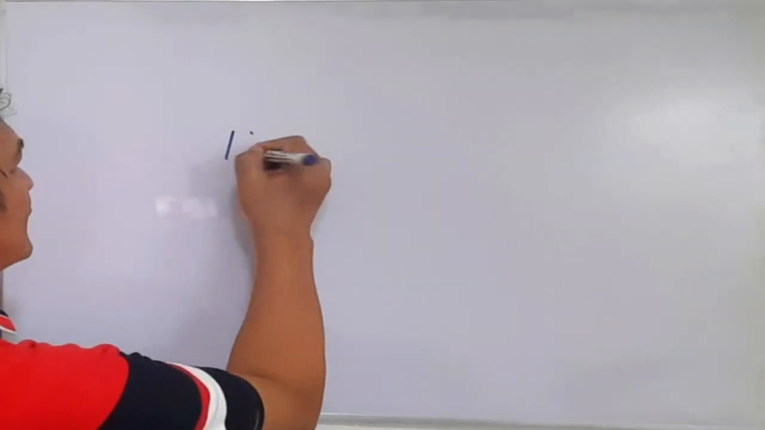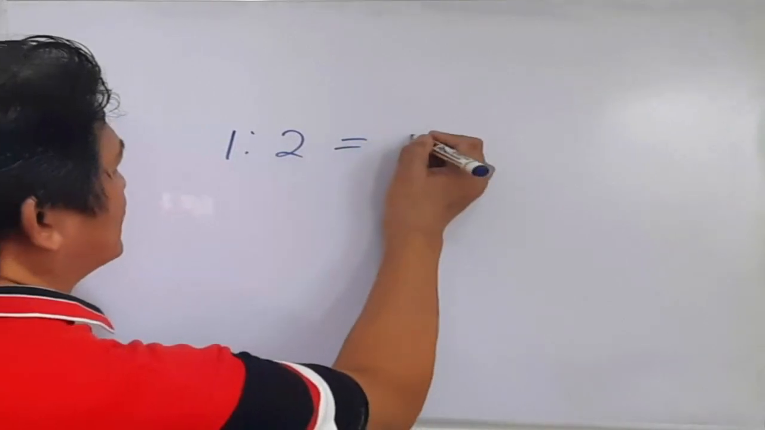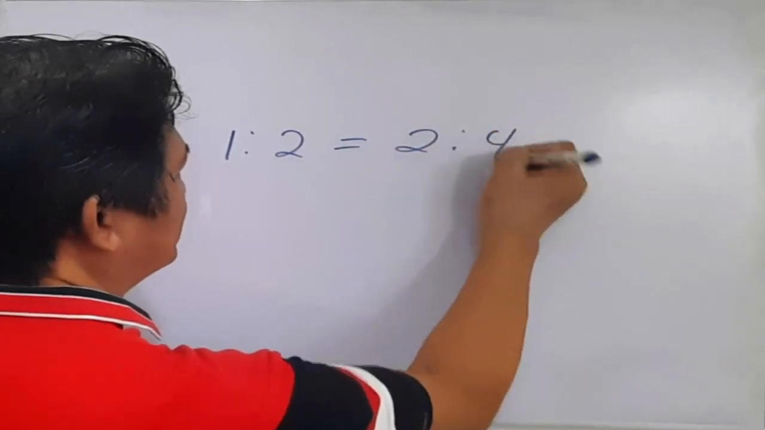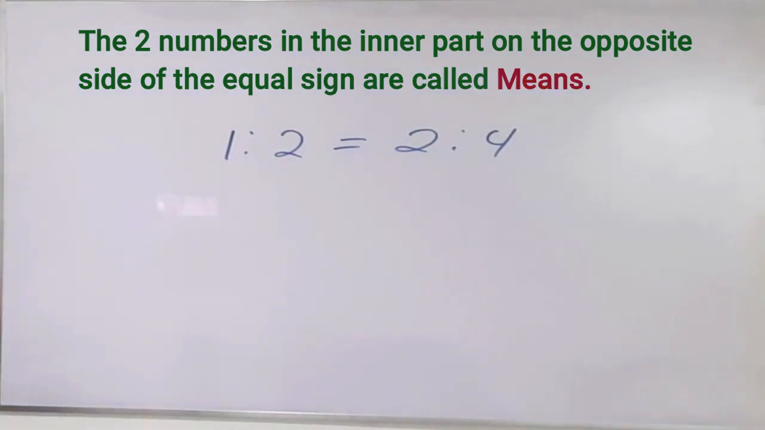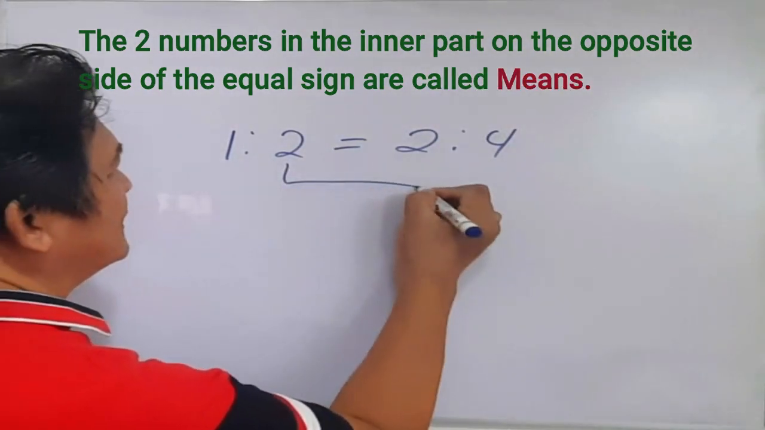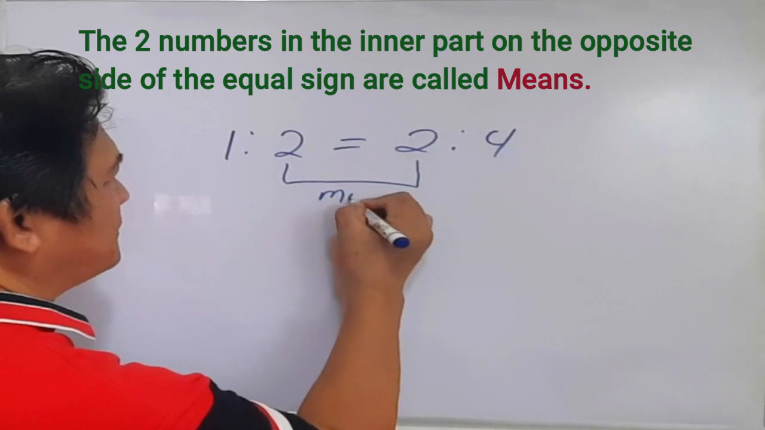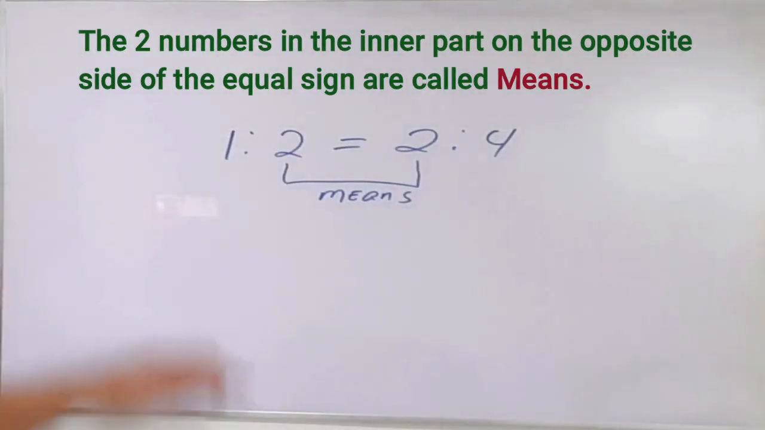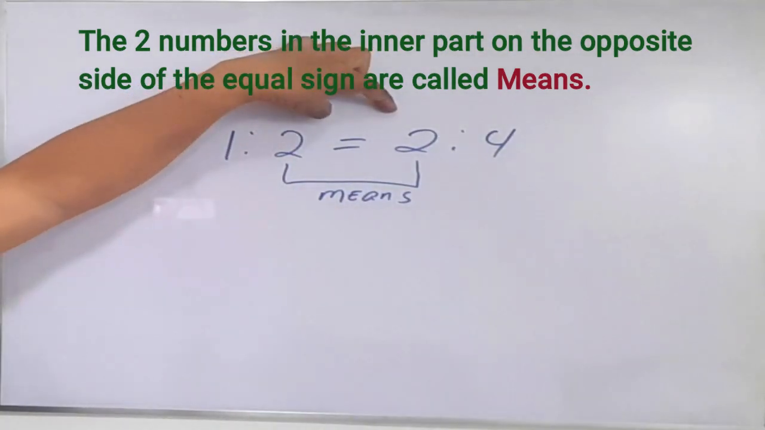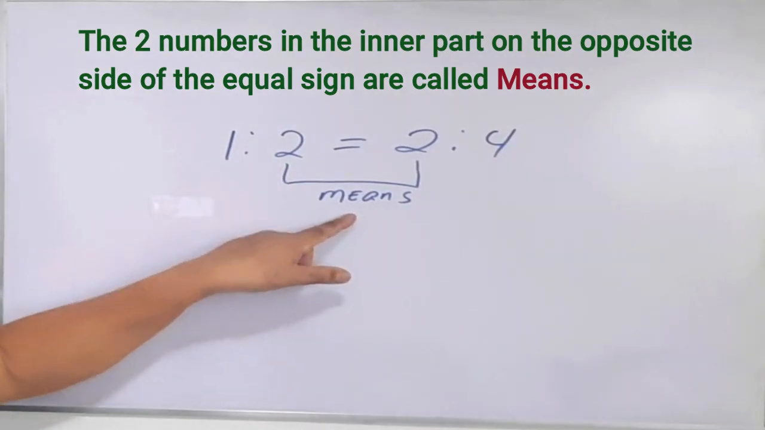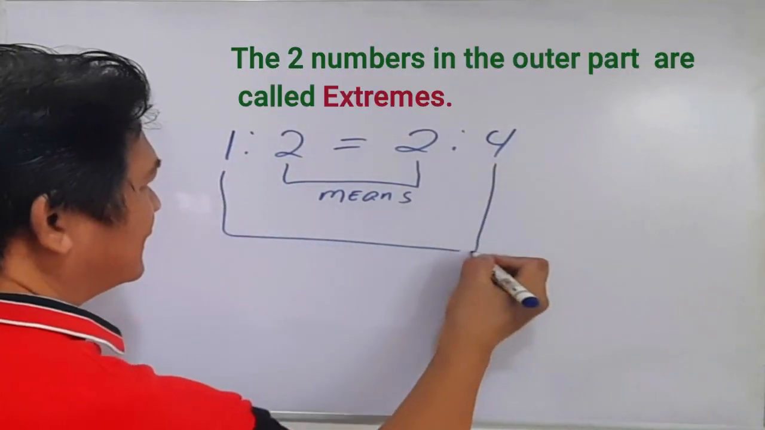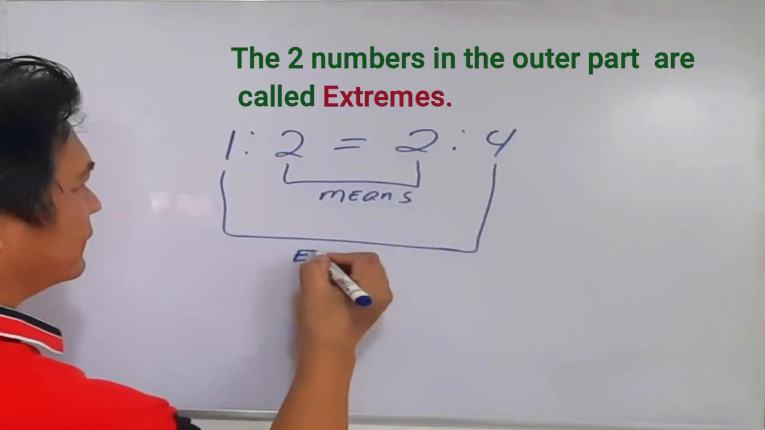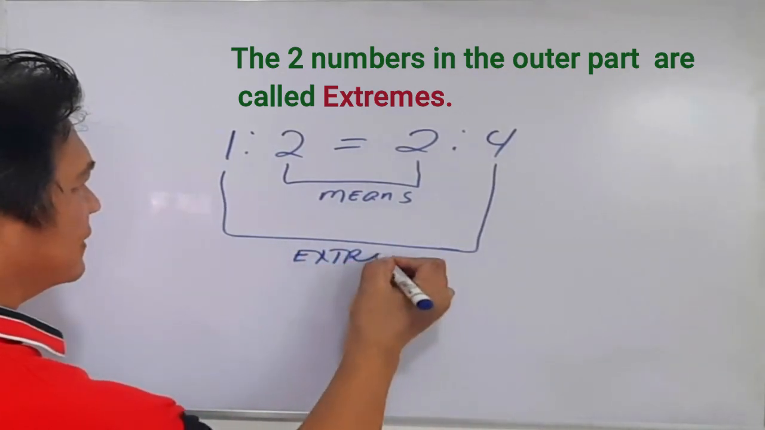In the ratio and proportion, 1 is to 2 is equal to 2 is to 4. We call the two items in the middle means. Remember, the two numbers inside the proportion are called means. And the two numbers on the outside are called extremes.